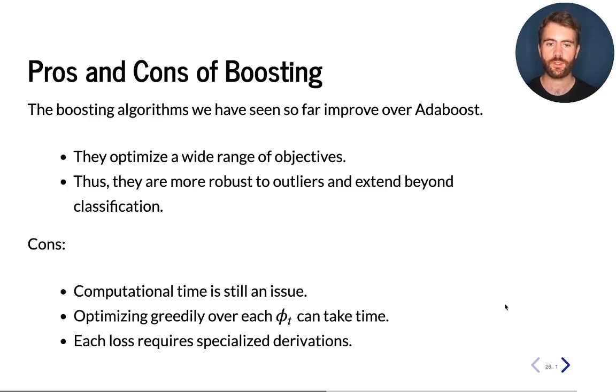Now, of course, these also have some limitations. Computation time can be an issue because we are repeatedly solving optimization problems at every step. And also each loss may require specialized derivations if we were to derive update equations like we did for AdaBoost or L2 Boost. And finally, this optimization may have certain properties, which I'm going to just briefly mention here as being too greedy. And we're going to dive a little bit deeper into this and first explain this problem and then look at how we can address it.